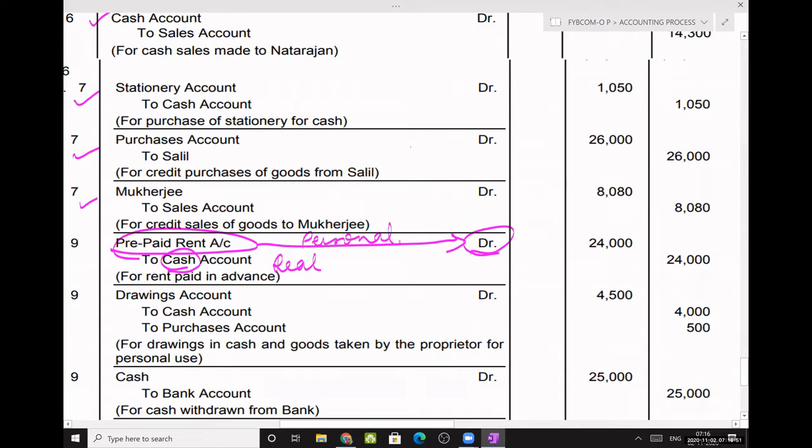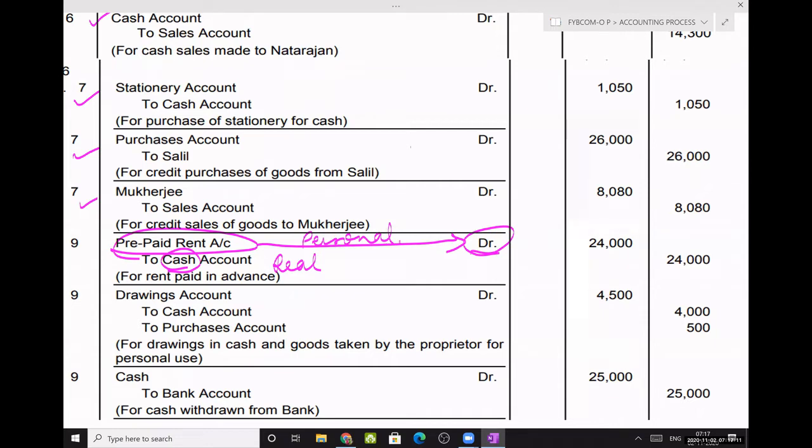Because when you prepay rent, you are paying to some party. You are paying to a person. Rent is paid to a person, say your landlord, where your premises is on rental basis, so you are paying rent to the landlord. The landlord is a personal account. He is personal in nature.